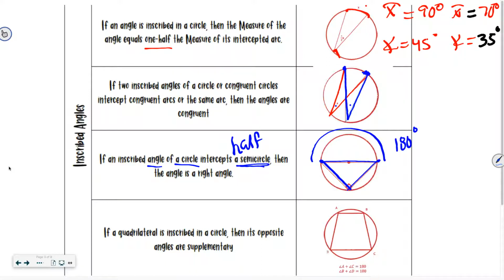And then the next one, it says if a quadrilateral is inscribed in a circle. And when I use the word inscribed here, that means all 4 points have to be on the circle. Okay, an inscribed quadrilateral couldn't look like this. This is not inscribed. Even though it has 4 sides, this vertex here is not on the circle, so that is not inscribed. So if a quadrilateral is inscribed in a circle, then its opposite angles are supplementary. So A and C are supplementary, and B and D are supplementary.